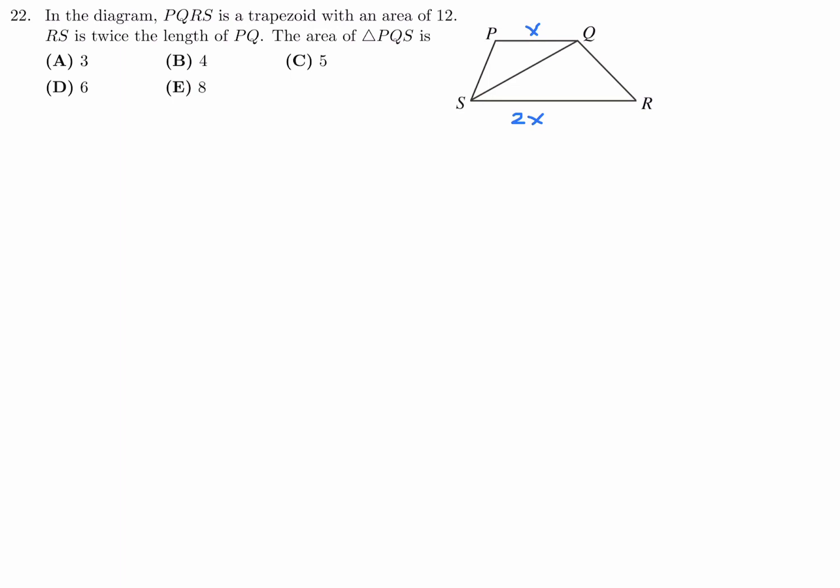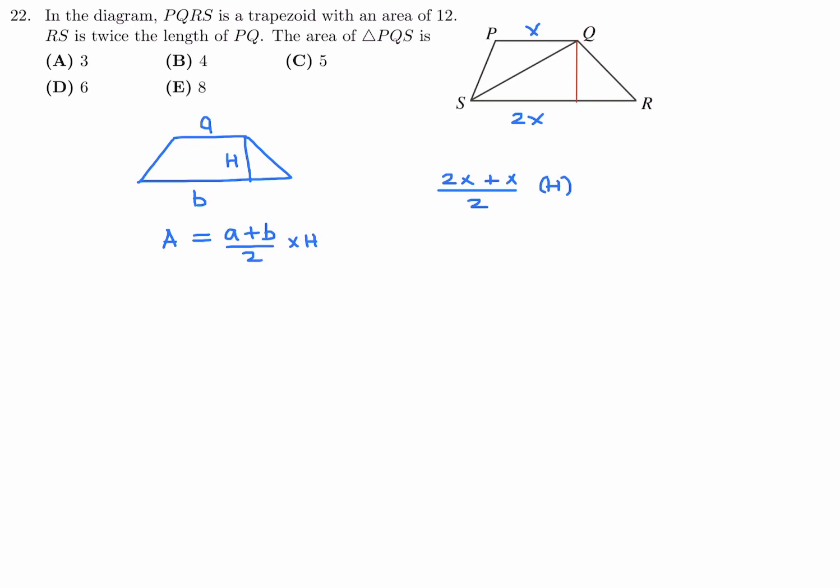And then the area of a trapezoid, for example, if this is a trapezoid, and this is A and this is B, and top to bottom that's H, the area of a trapezoid is A plus B divided by 2 times H. So using the same formula, the area of the trapezoid here will be 2x plus x divided by 2 times H. Now H we have not labeled yet, so I'll put that in there. I'll label that in the diagram, top to bottom right there. So that's H.